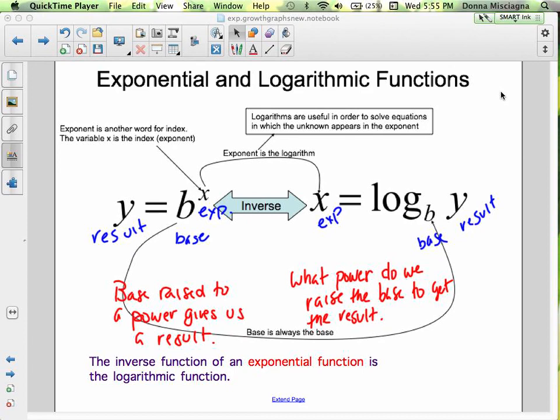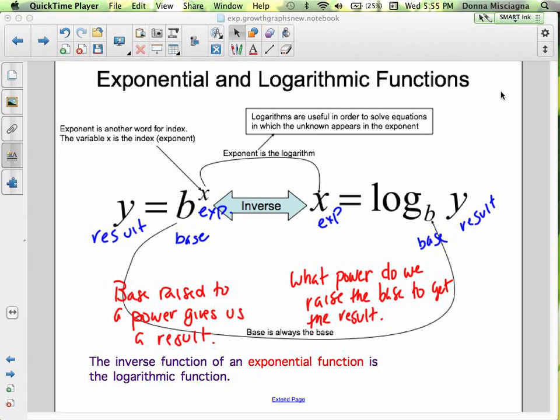So a logarithmic equation. Now the exponent is a logarithm. So now what we're solving for is not an answer. We're not raising something to a power and getting some result. Instead, the answer to a logarithm is the exponent. So we already know, of course we're always going to have the base. We already know the answer. We're looking for what exponent do we need to raise some base to get some answer.